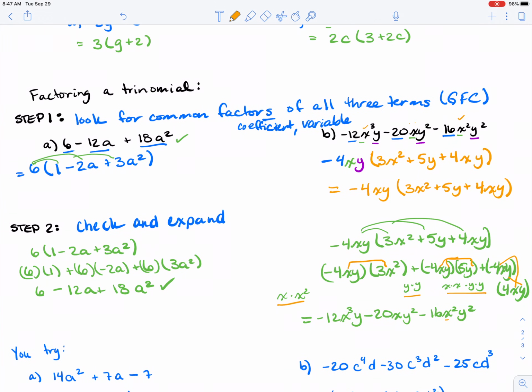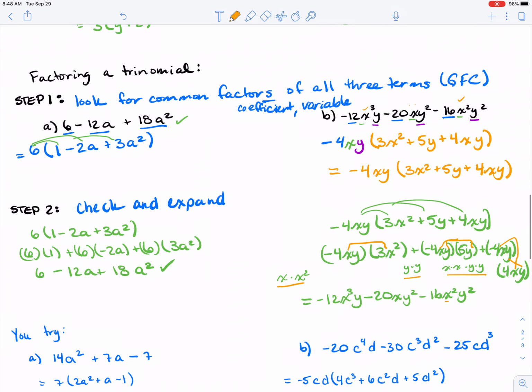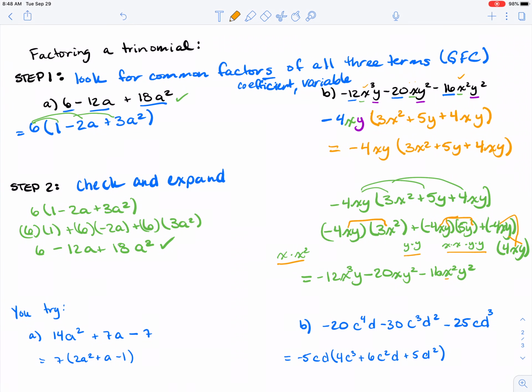So let's have a look at you try: 14a squared plus 7a minus 7, and minus 20c to the fourth d minus 30c cubed d squared minus 25cd cubed. Go ahead and try those two, pause the video, and come back and find the answer. Welcome back, and I hope for A you got 7 times the trinomial 2a squared plus a minus 1, and for B, minus 5cd times the trinomial 4c cubed plus 6c squared d plus 5d squared.